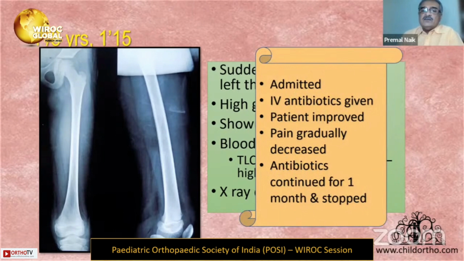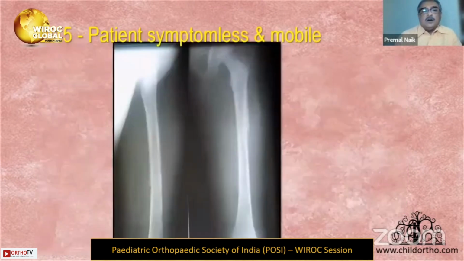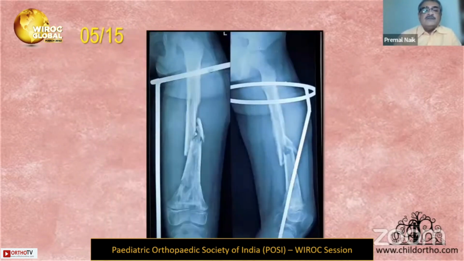She improved gradually. Antibiotics were withdrawn, and only oral antibiotic was continued for 1 month and then stopped. The patient was symptomless and mobile. This is the serial progression after 2 months. And after 5 months from the first injury, she presented to the same orthopedic surgeon with this X-ray and a fracture.